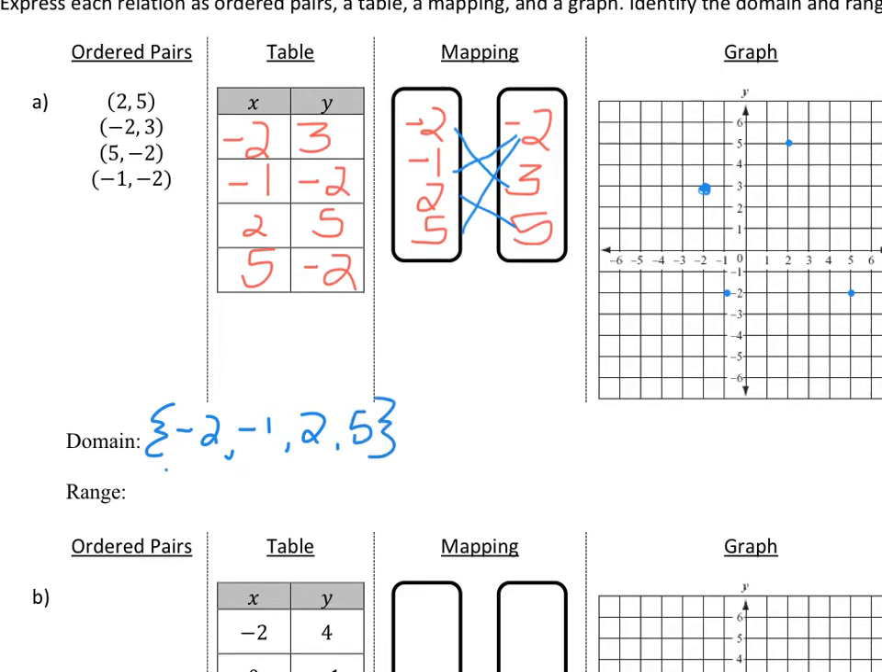The range are the y values. Again, look at your mapping, the second column: -2, 3, and 5. And we separate our numbers with commas. Go ahead and do letter B.